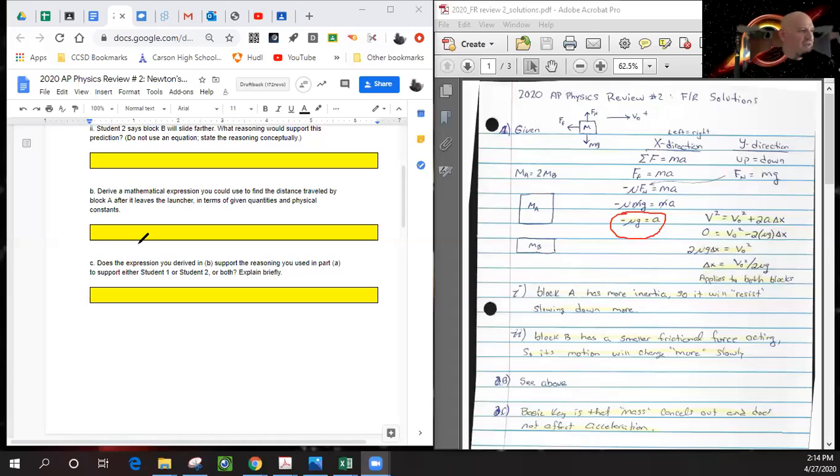And it says to derive an expression, or does the expression you derived in B, derive a mathematical expression you could use to find the distance traveled by the block. Well, that will be up here. Okay, we already kind of did it here, we're using kinematic equations, but you could also use energy. Potential energy original plus kinetic energy initial, right? Minus any work done by friction has to equal potential energy final plus kinetic energy final.